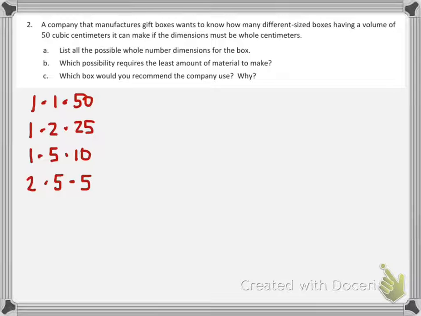So I guess there is another one. And in fact, that's the one I want. That's going to be the least amount of surface area because it's closest to a cube. All of my dimensions are as close together as possible. And so that will be it. A 2 by 5 by 5 will be the least amount of material.